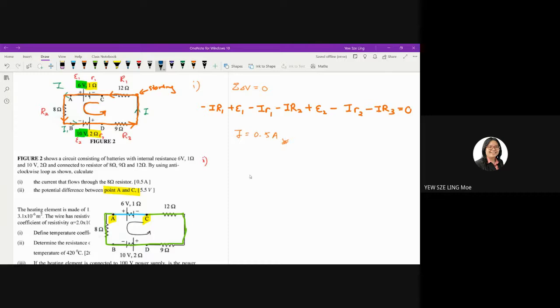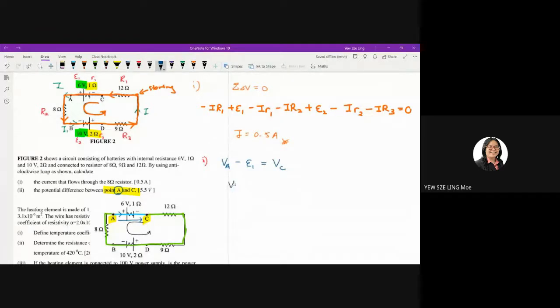All right, let's see if I start from point A. So VA, if from VA I want to travel to VC, now you ignore the path given. You just look at this blue color path that I draw. If I want to travel from A to C, I start from A. When I pass through this battery, what happened? I'm moving from higher potential towards lower potential, so it will become negative EMF1, and then I've come to the end of the journey, VC.